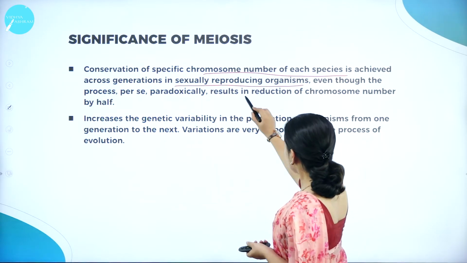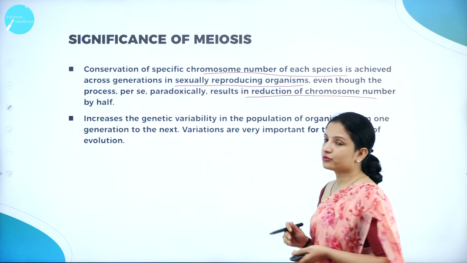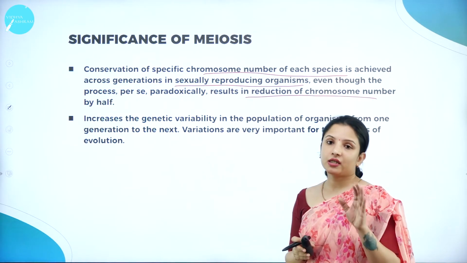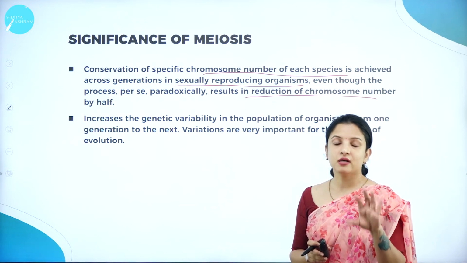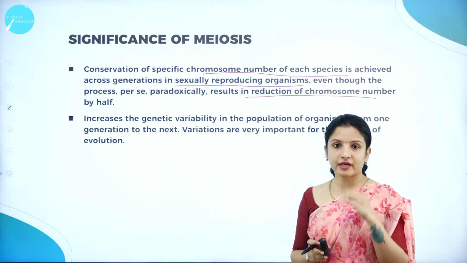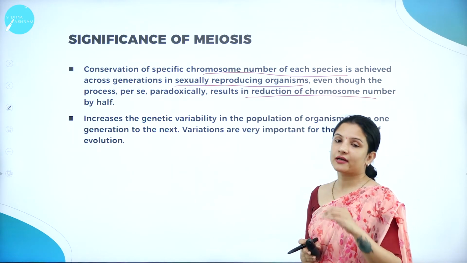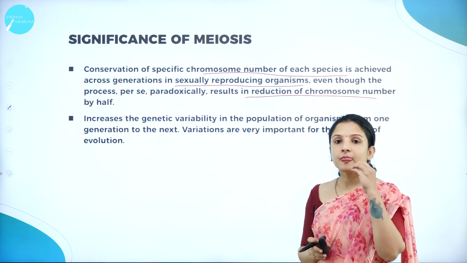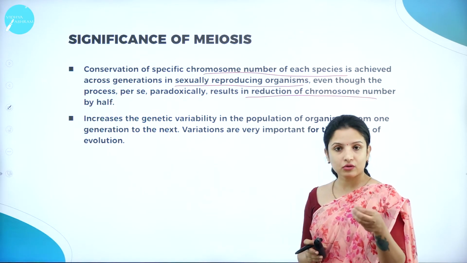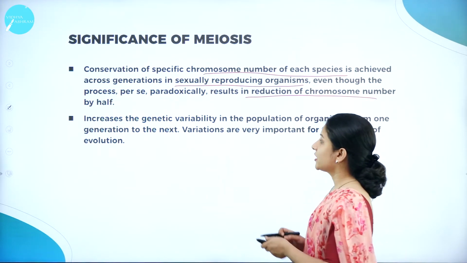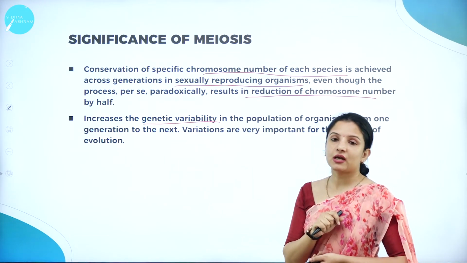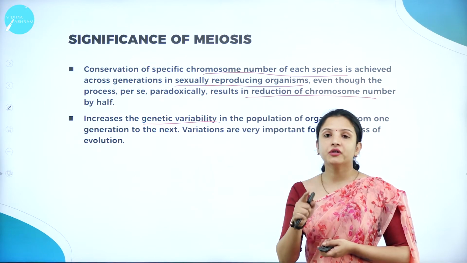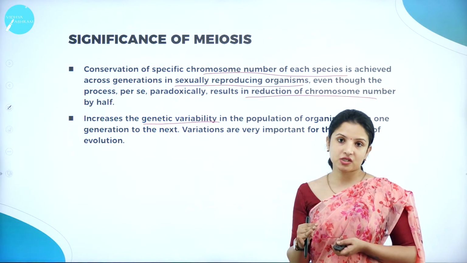So here, though it results in the reduction of the chromosome number by half, the genetic material will be as such. The genetic material will not get divided. Only the chromosome number will be reduced to half. Always remember that. So because of that, the maintenance of the genetic material throughout the generations will be as such, and it increases the genetic variability. Why genetic variability occurs in this case is because of the crossing over or the recombination that occurs.